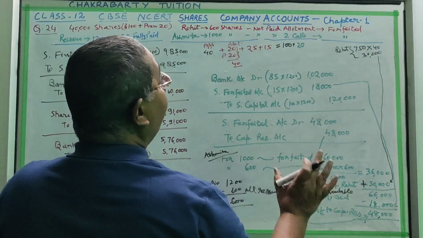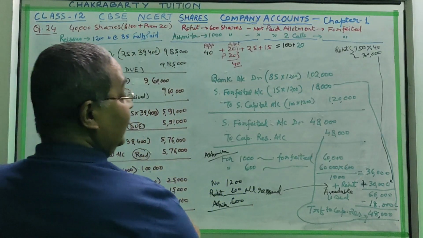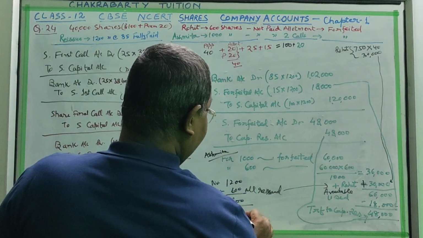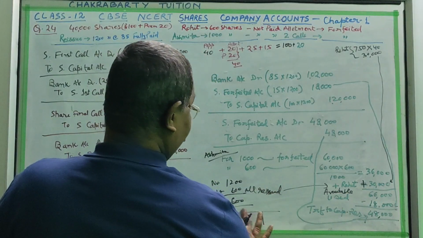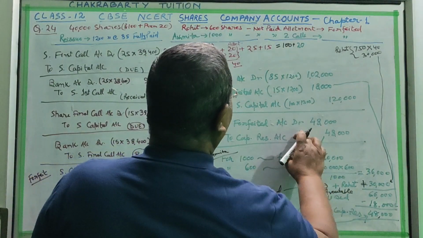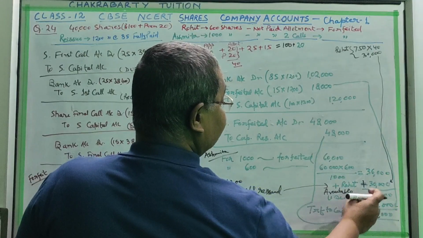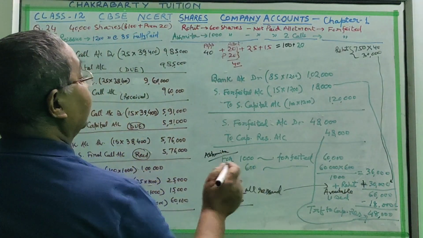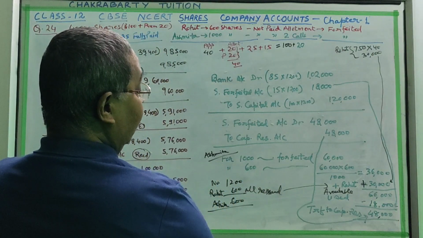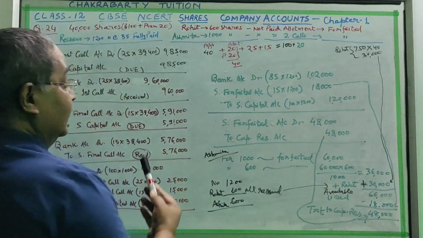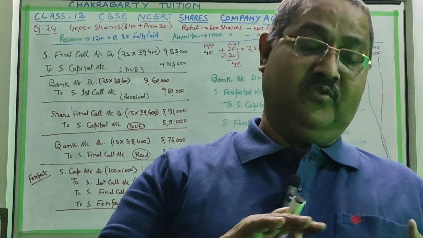The rest of the amount of the share forfeited account will remain. Out of this 60,000, only this amount will remain in your share forfeited account. How much will it come? You see, 36 is here. For that you have to prepare the share forfeited account and then close it. But they have not asked for it, so we are not preparing it. So this question is over. The chapter is also over. Next we will cover our video on debentures. Thank you for listening. Thank you.